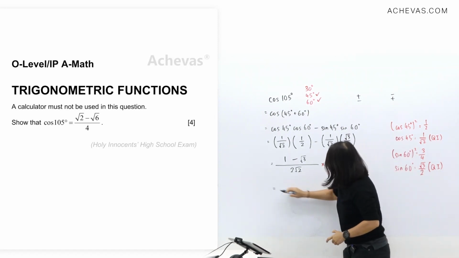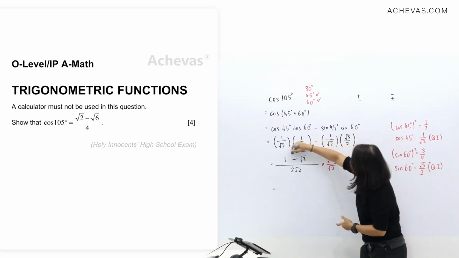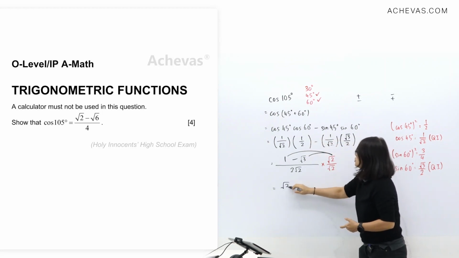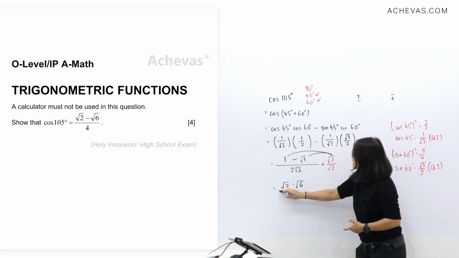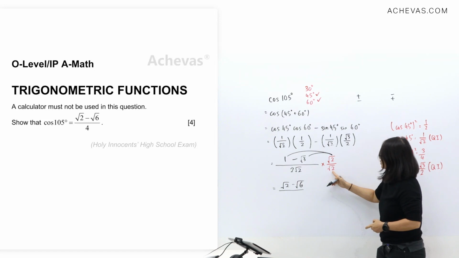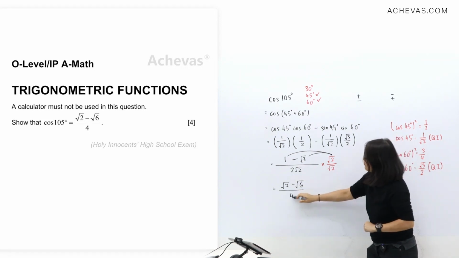Next line here. For the numerator, we're going to multiply this square root 2 to the 1 and also to the square root 3. So I have square root 2 minus square root 3 times square root 2, which is square root 6, over. This one is 2 times square root 2 times square root 2. Square root 2 times square root 2 is going to be 2. 2 times 2 is going to give you a 4.